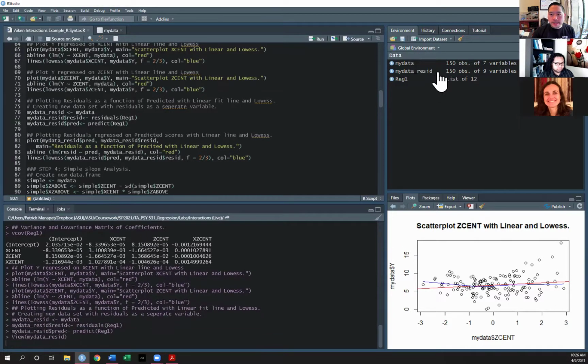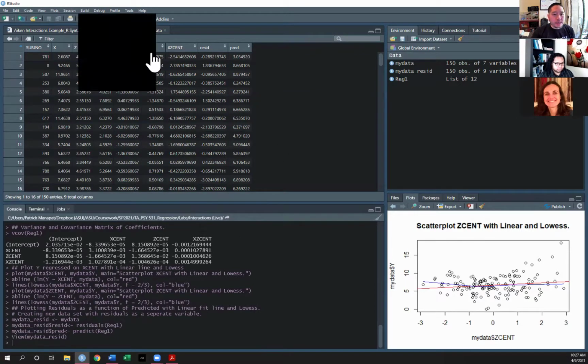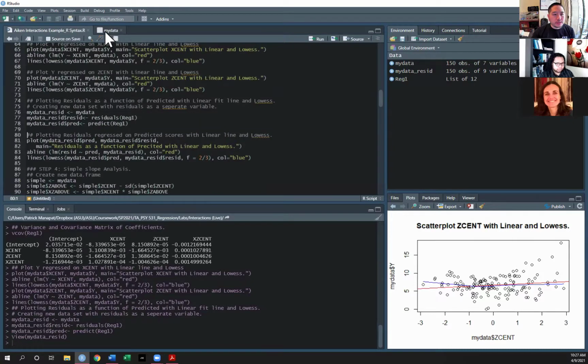And then if we look at my data resid, it's the original data set, but now I have this resid variable and predicted variable. And so I'm going to go ahead and plot those. So I'm going to plot the predicted values against the residual values. Here's a title. And then I'm just going to superimpose a regression line and then a LOESS line.